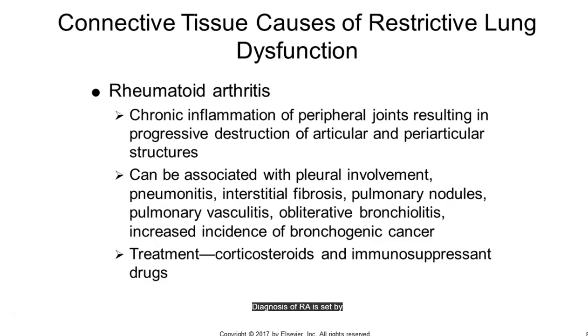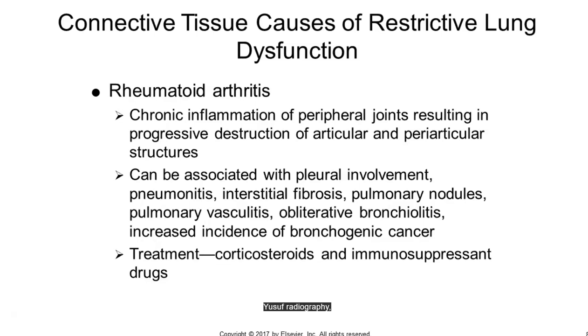Diagnosis of RA is set by the American College of Rheumatology and must include 4 of the following. 1, morning stiffness for 1 hour, present for at least 6 weeks. 2, inflammatory arthritic manifestations in 3 or more joints for at least 6 weeks. 3, swelling of the wrist, metacarpophalangeal or proximal interphalangeal joints for 6 weeks or more. 4, symmetric joint swelling. 5, radiographic evidence of changes in hand or wrist joints. 6, rheumatoid nodules. And 7, presence of serum rheumatoid factor, RF.